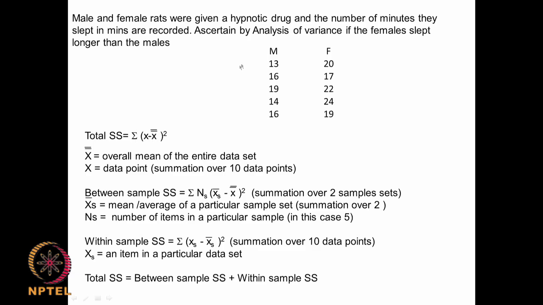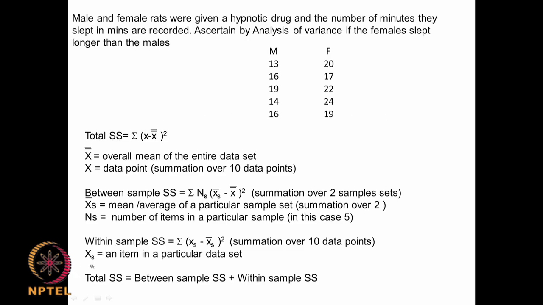Summation of x, any of the values, minus x double bar. X double bar is the overall mean. You will have a mean for male, that means if I add these 5 and divide by 5, I will get some mean, right. I will call it x bar. So, I will have a mean for female, I will have a mean for male. If I take the mean of these two means, I will get the total mean, overall mean, or I add up all these and divide by 10 also, I will get the overall mean. So, the number of data points is 10.